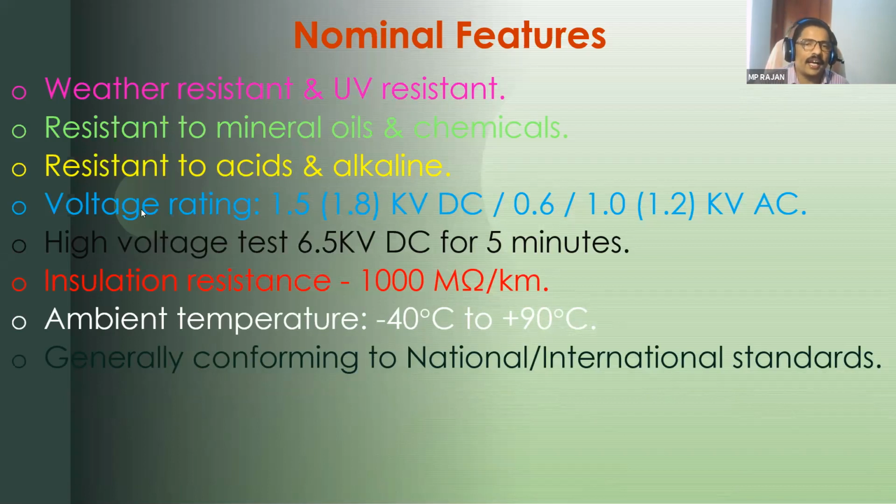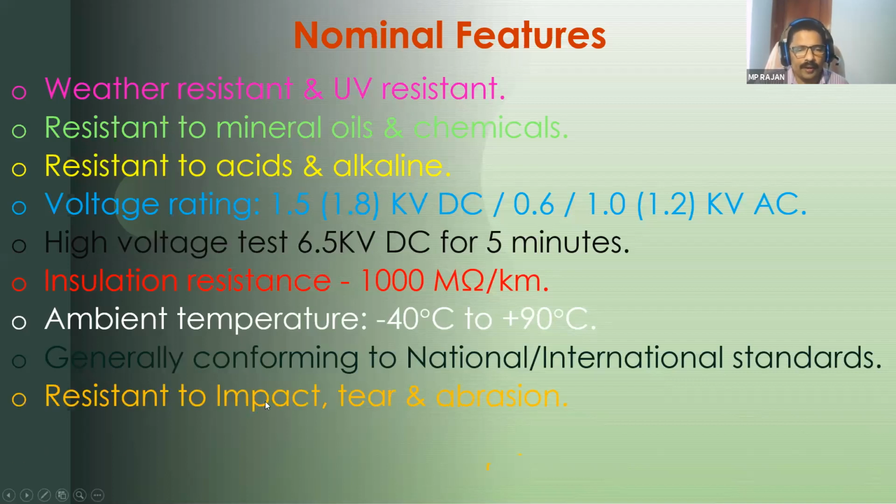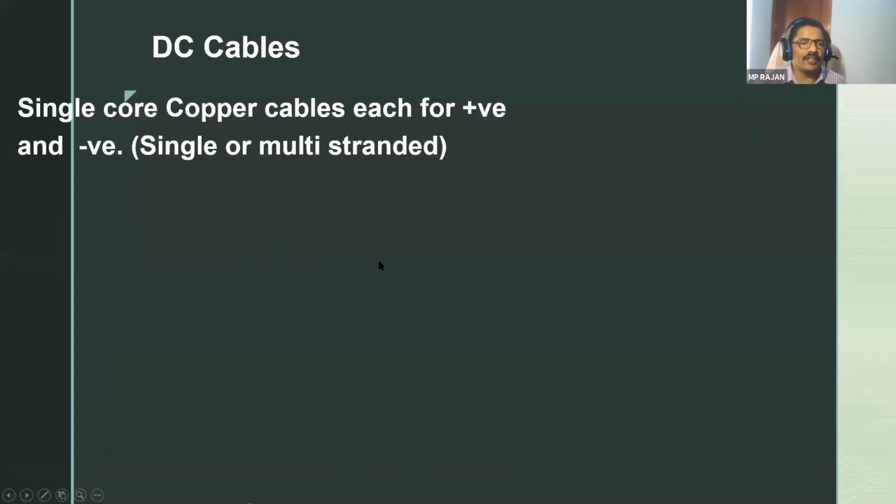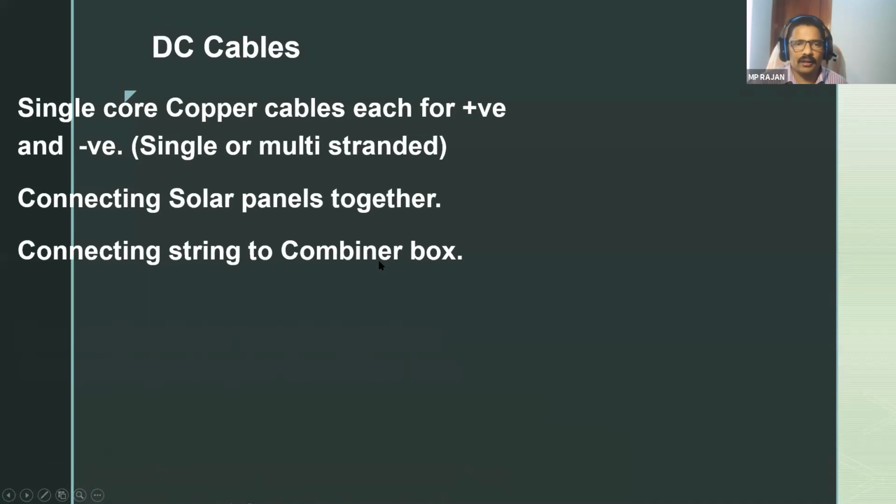So we should be very careful while selecting the AC and DC cable. It should be very strong, able to withstand tear, abrasion, etc. Mechanical forces will be applied on the cable as it is open and exposed. So it should be very strong. So let's see the DC cable. It is a single core copper cable, positive and negative separate.